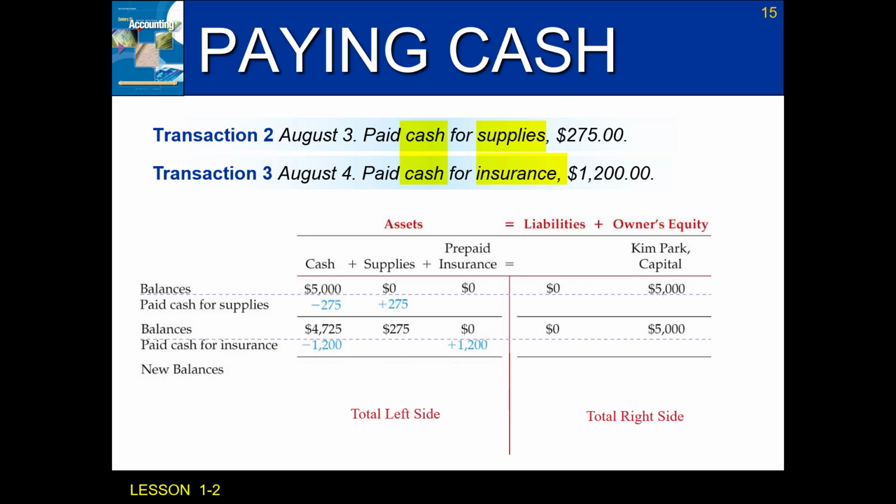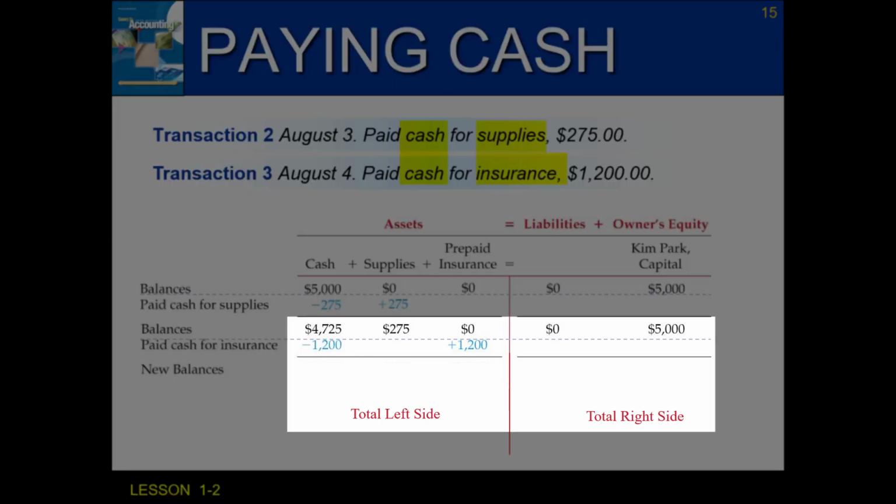At this point, I'm doing a math problem, but I'm only doing a math problem for the last balance and the current transaction. So 4,725 minus 1,200 and then 0 plus 1,200. And there I've got my left side. Nothing happened to my right side, so I can carry those numbers down.